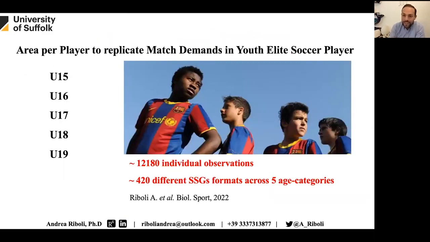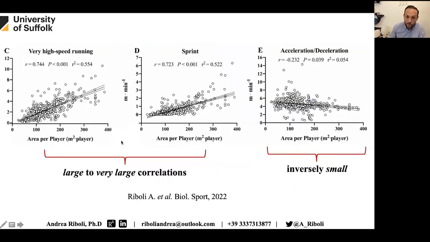Recently, we also investigated the area per player to replicate match demands in youth soccer players from under 15 to under 19. We collected a lot of different individual observations across more than 400 different small-sided game formats in each category. What we found was that, for very high speed running and sprinting, there was a very large correlation between the area per player and the external load. So for sure, we need to increase the pitch size to increase the external load.